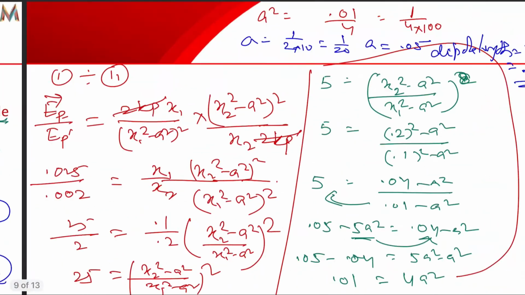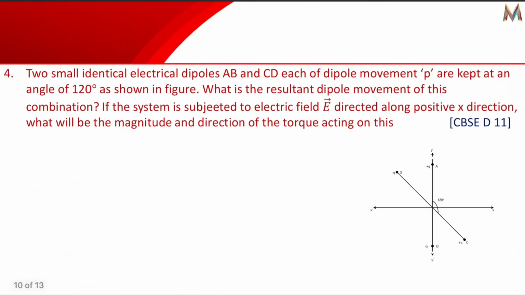I think you understood clearly. Now the next question is this: two small electric dipoles AB and CD, each of dipole moment P, are kept at an angle of 120 degree. This is the 120 degree angle given here as shown in the figure. What is the resultant dipole moment of this combination? If the system is subjected to an electric field E directed along positive x direction, what will be the magnitude and direction of the torque acting on this?